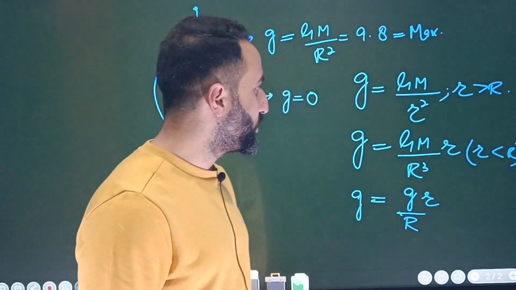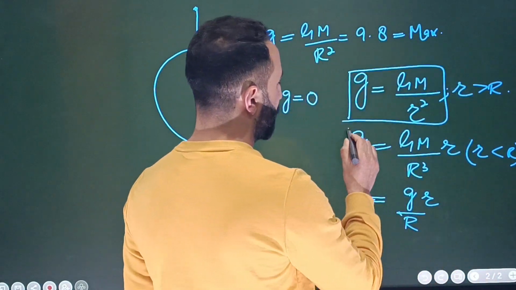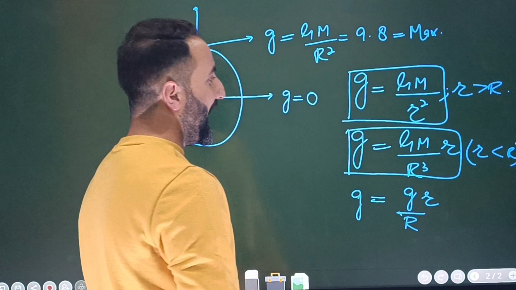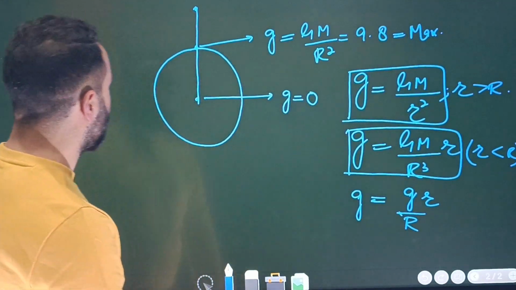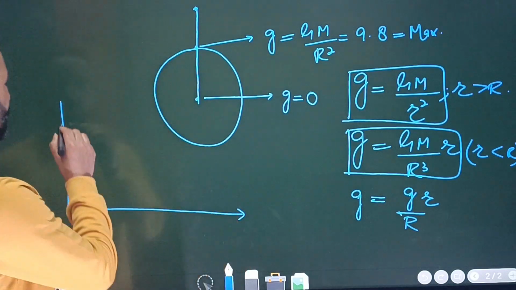Inside it's directly proportional to r. Outside it is proportional to 1 divided by r square. At the center it's equal to 0. तो इसका ग्राफ होगा क्या बेटा? The graph will be simply like this. यहाँ आप ध्यान दीजिए बेटा. What will be the graph?